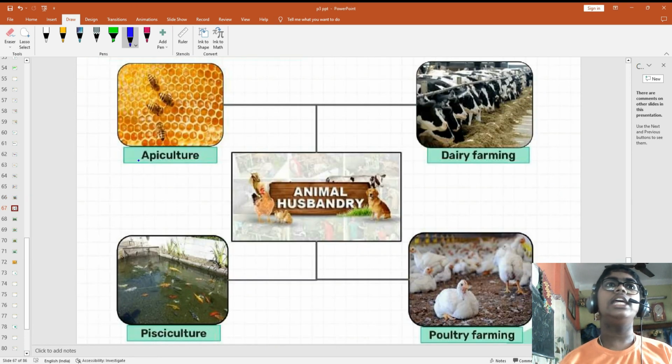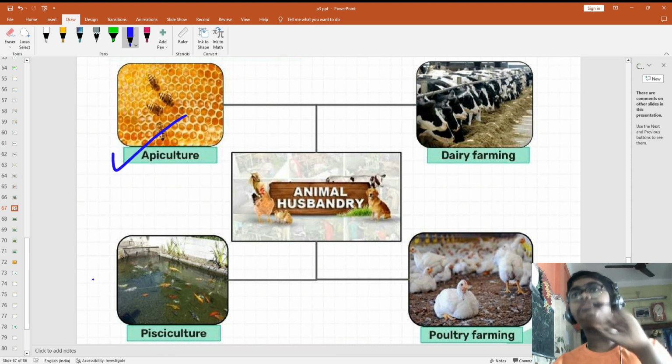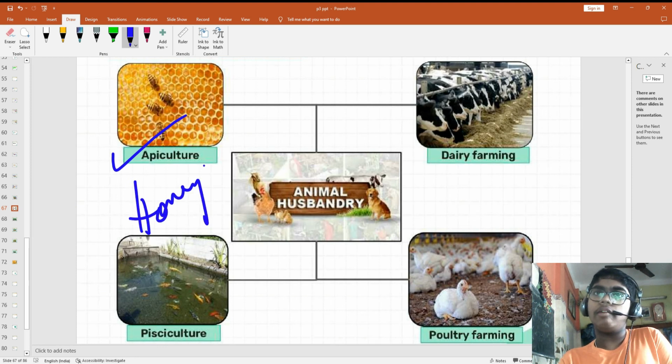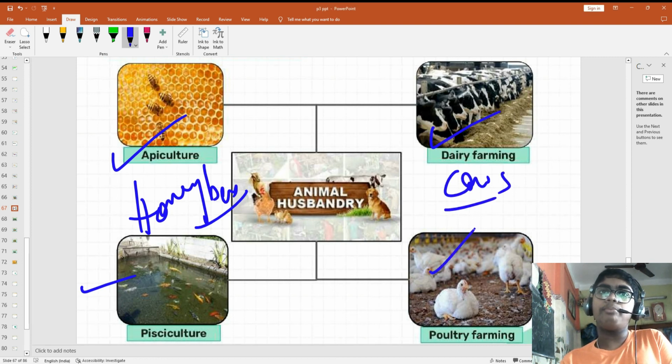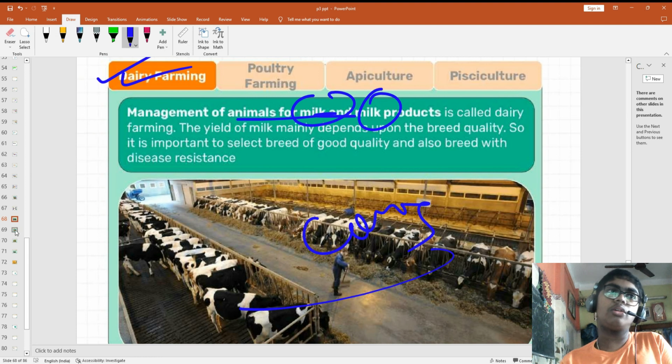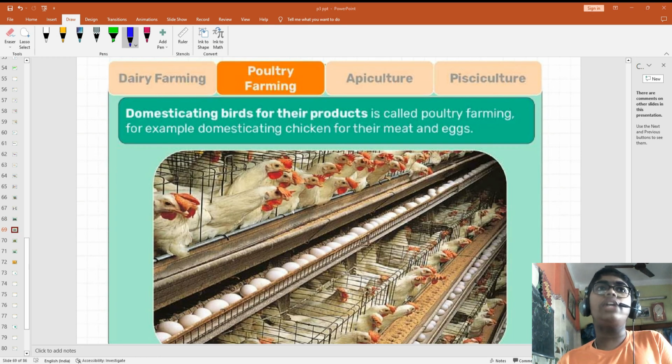Something like there is apiculture, when we do honey bees, that is apiculture. Pisciculture is of fish, dairy farming is of cows, and poultry farming is of the chicken. So dairy farming is a management of animals that gives milk or milk products like the cows. Next is poultry farming for the meat and eggs.